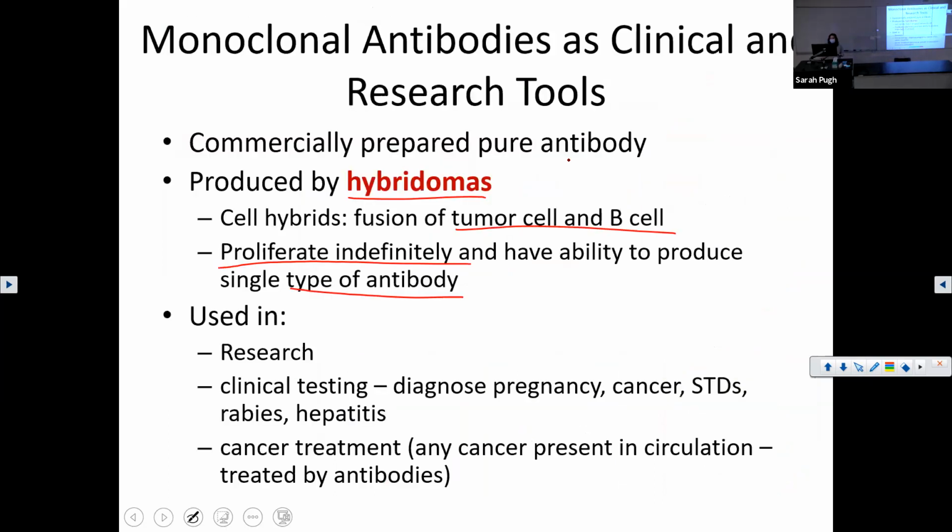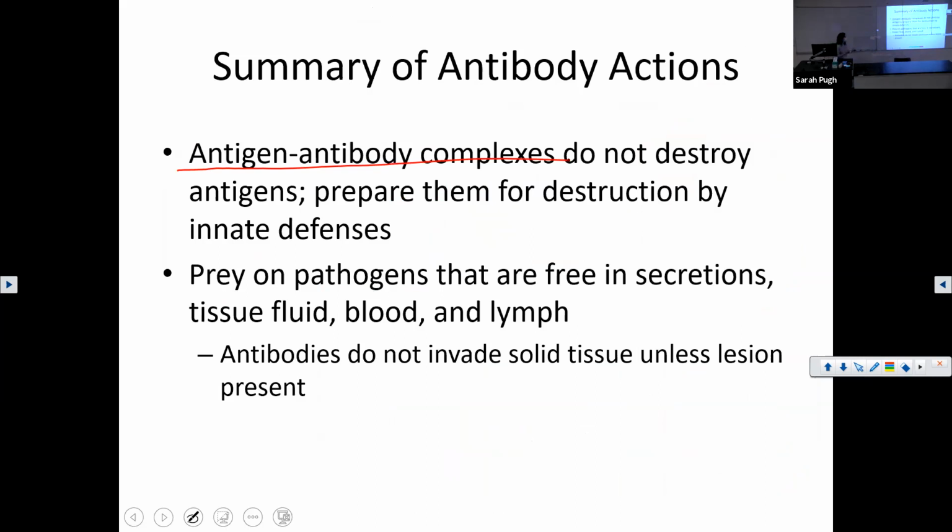So keep in mind that antibodies are incredibly important, but they don't destroy the foreign antigen all by themselves. They need help to do that. They need phagocytic cells to help them with that process. They need complement proteins to help with that process.